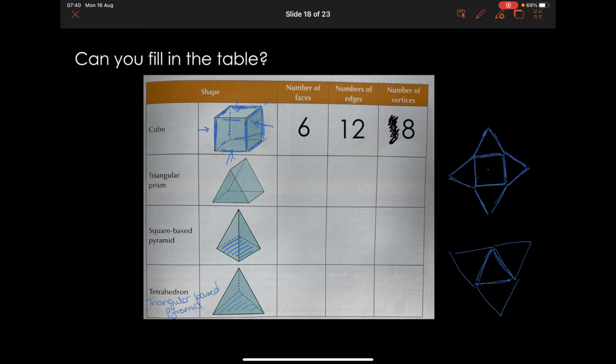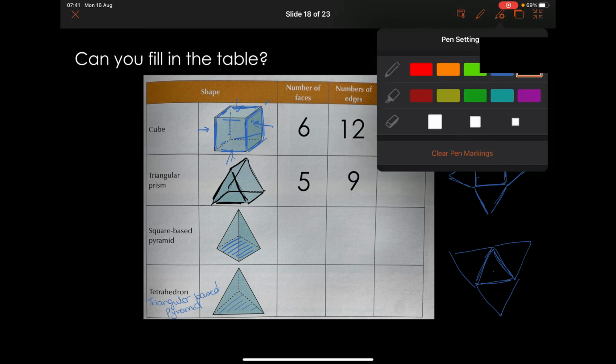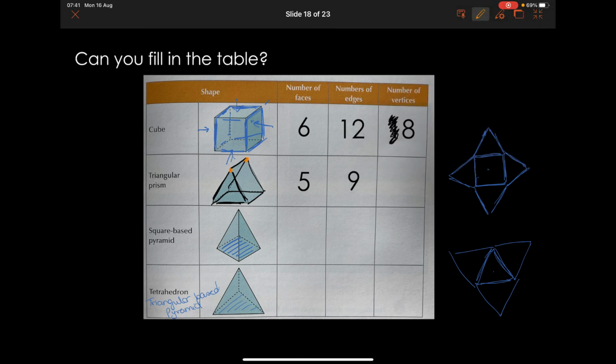So 8 vertices. We then have the triangular prism. Now the triangular prism has 5 faces. So you can see 1 at the front, 1 at the back, 2 either side, and then 1 at the bottom. It hasn't got a top one, so it's only 5. Number of edges, so let's just count to check that I've not made any mistakes: 1, 2, 3, 4, 5, 6, 7, 8, 9. Yes. And then vertices: 1, 2, 3, 4, 5, 6.